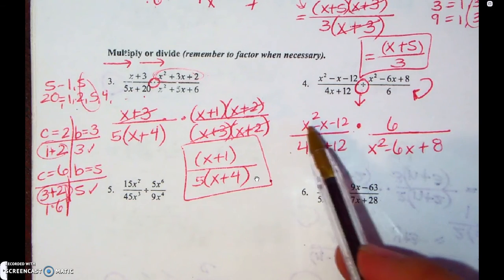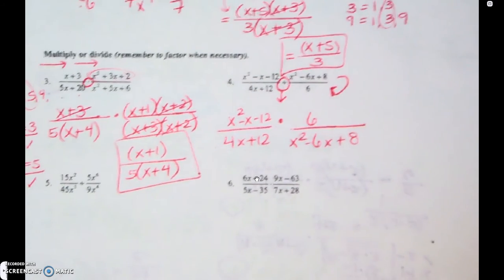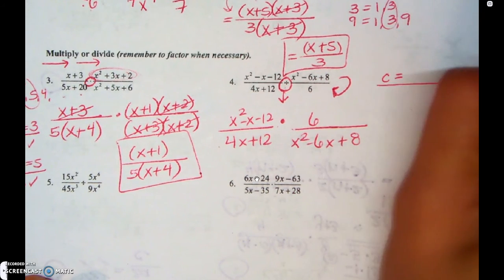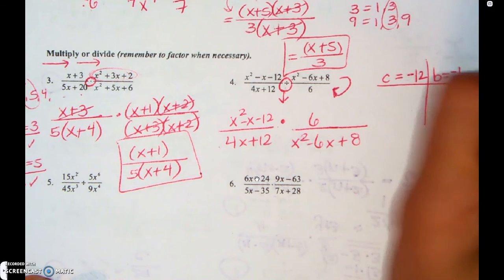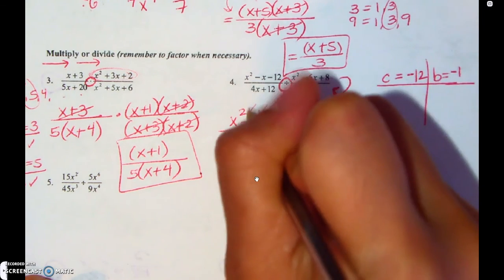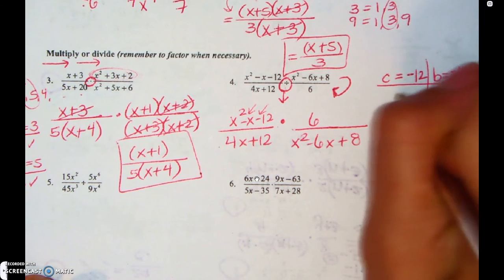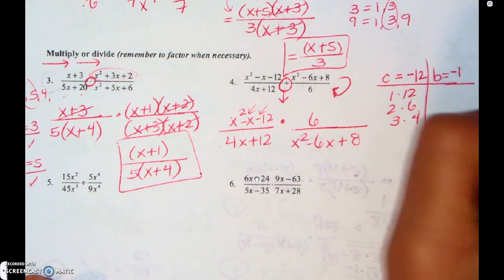Okay, we have 3 terms, 1, 2, 3, so we're going to use the CB table. The CB tells us that C is equal to negative 12 and B is equal to negative 1. This is a negative 12, this is a negative 1. What are the factors of negative 12? We know 1 times 12, 2 times 6, 3 times 4.